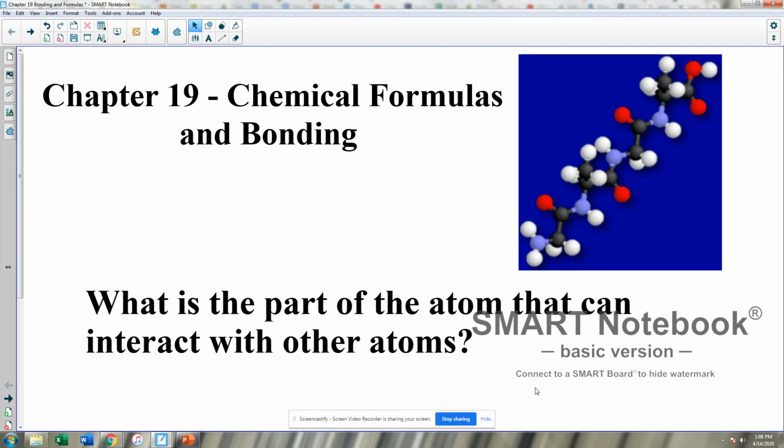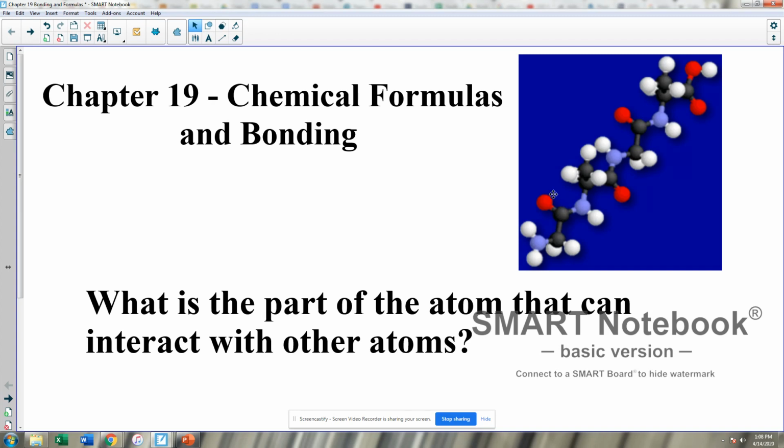So, what we want to start talking about now is how atoms bond with each other or how they connect to each other. And so, the question that drives this whole chapter is, what do you think the part of the atom is that interacts with other atoms? So if one atom is bonding or connecting to another one here, what is actually doing the connecting?